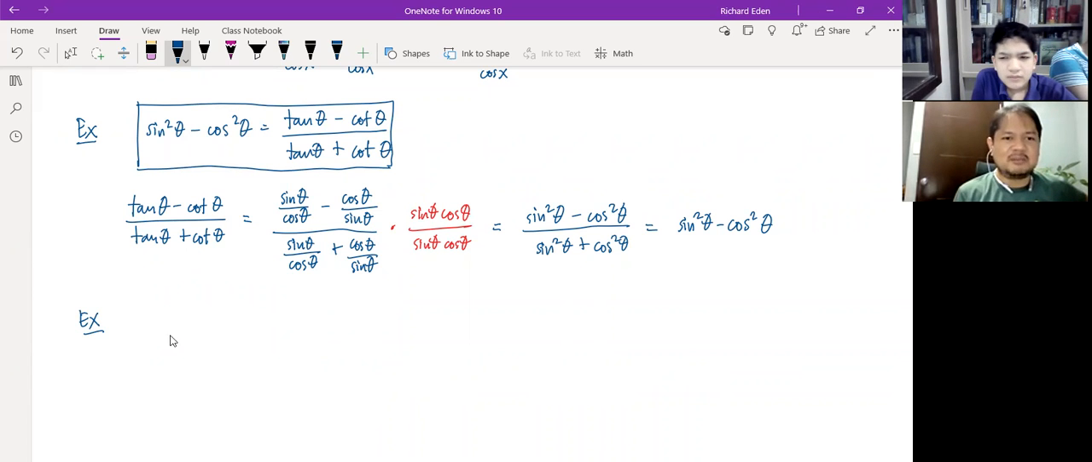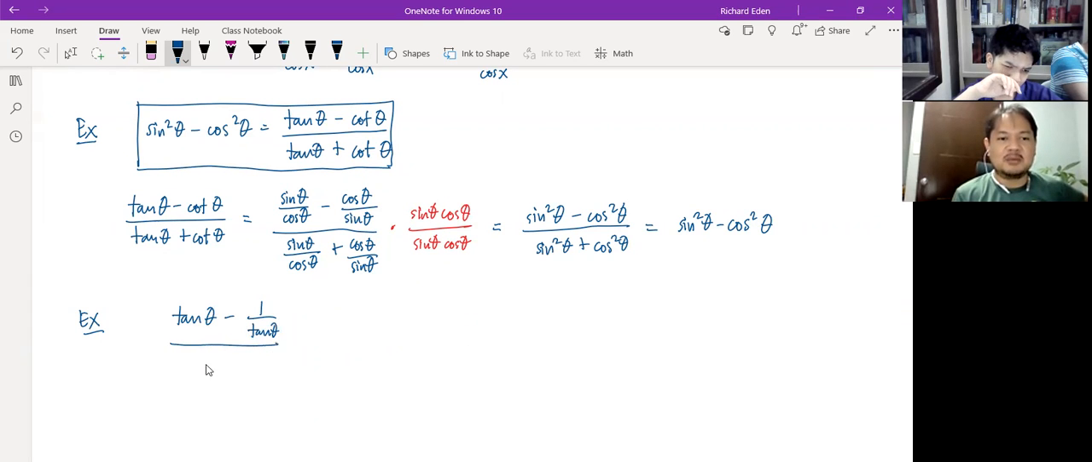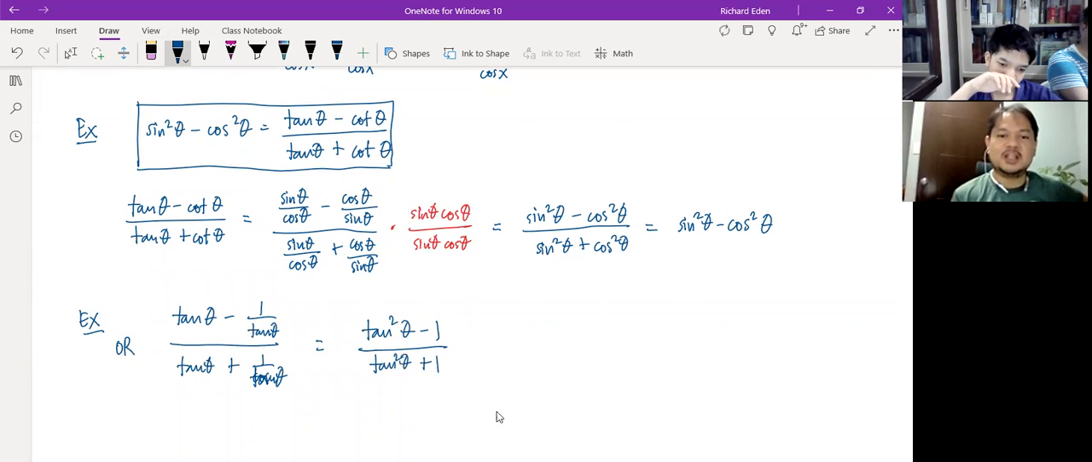So ultimately, it's a matter of style. I would imagine this would also have worked if the numerator you wrote it as tangent theta minus 1 over tangent theta, and then the denominator tangent theta plus 1 over tangent theta. I can see it ultimately working. Since I already wrote it down, 1 over tangent theta. If you multiply both the numerator and denominator by tangent theta, so tangent squared theta minus 1 over tangent squared theta plus 1.